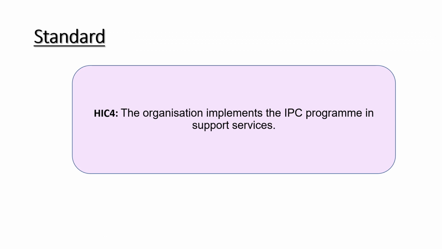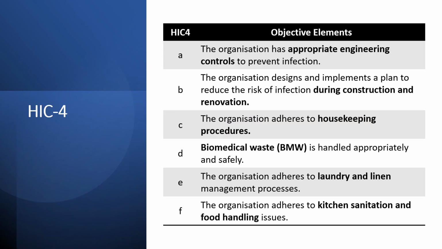By HIC4 guidelines of NABH, the organization should implement the IPC program support service. This includes that the organization should have appropriate engineering controls to prevent infection. The organization designs and implements a plan to reduce the risk of infection during construction and renovation. The organization adheres to housekeeping procedures. Biomedical waste is handled appropriately and safely. The organization adheres to laundry and linen management processes, and it adheres to kitchen sanitation and food handling.